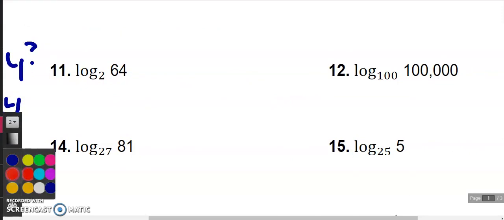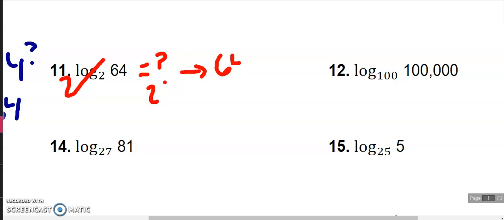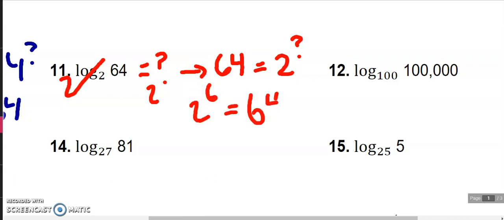Similarly, number 11, log 2 of 64 equals a number. So I know if I put a base of 2 on both sides, I'm trying to figure out what exponent goes with 2 to make 64. And if I play with it, I can find that 2 to the power of 6 equals 64, so the missing thing was the 6.